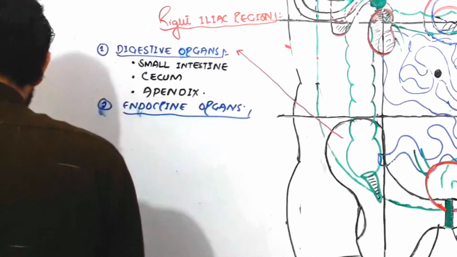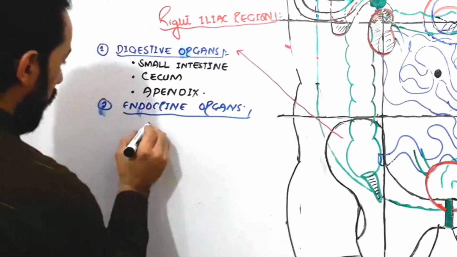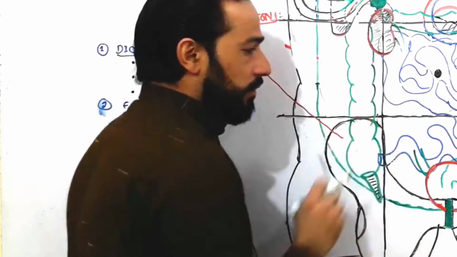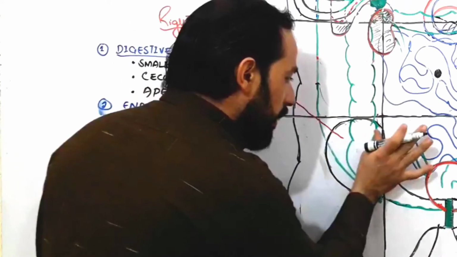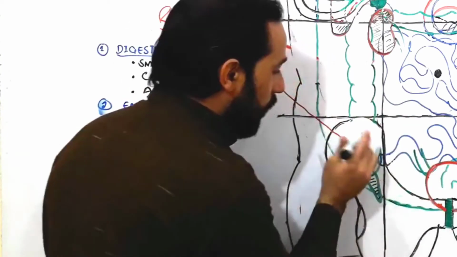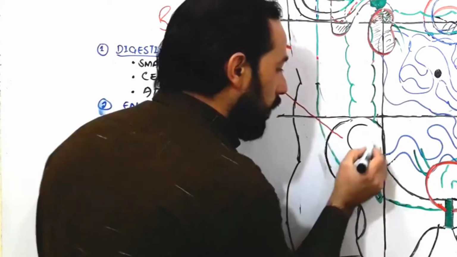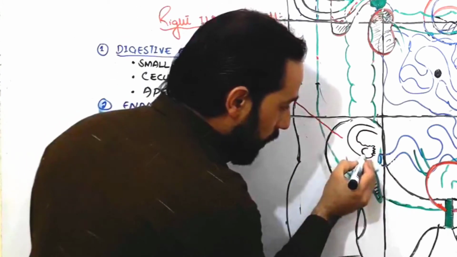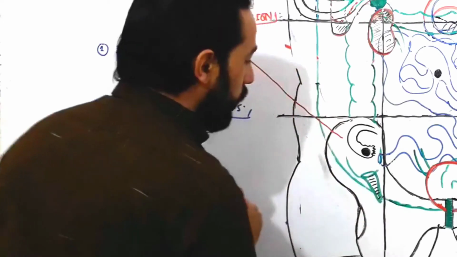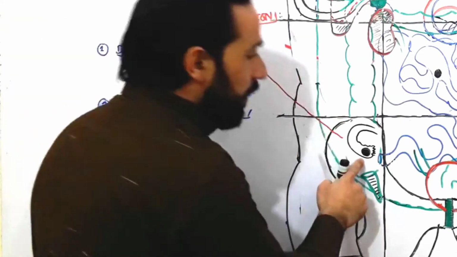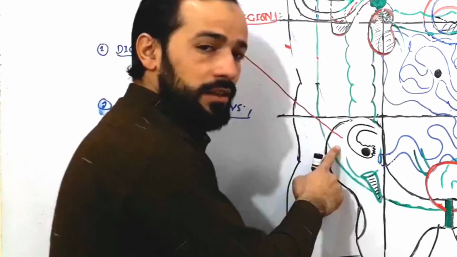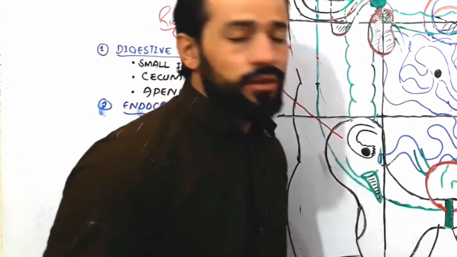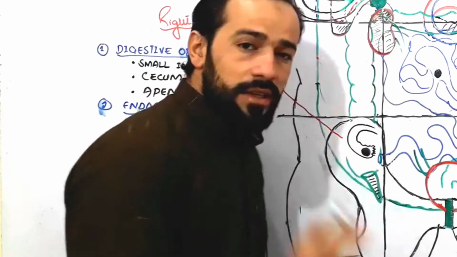Okay, so the group of endocrine organs that we see here in the right iliac region, listen to me carefully, my dear friends. If this is a female, then in your right iliac region you will find the ovaries of that female. We say that ovaries play their role in the endocrine activity of the female's body, right? So the endocrine organ present in the right iliac region of the female is the ovary. But in case of male, there is no endocrine organ in the right iliac region, right?